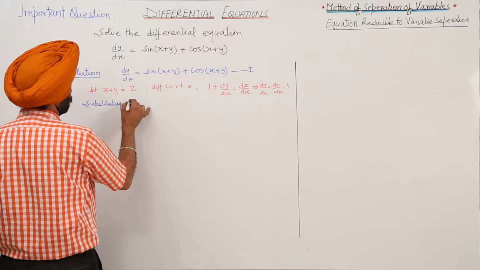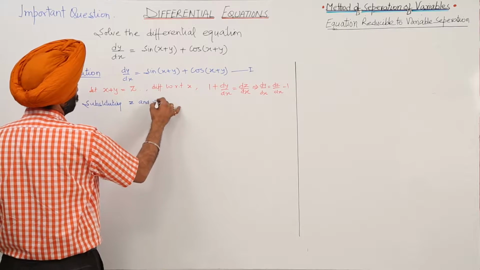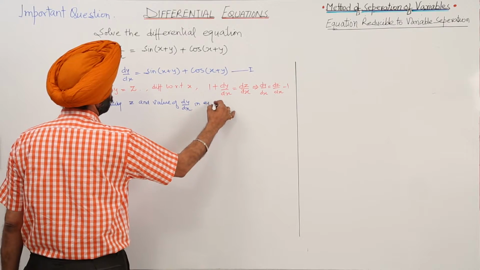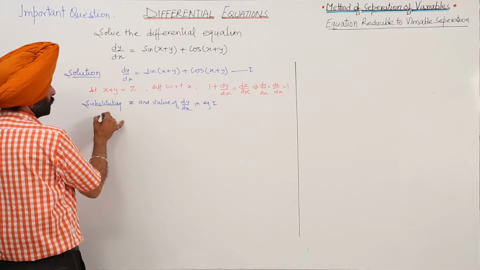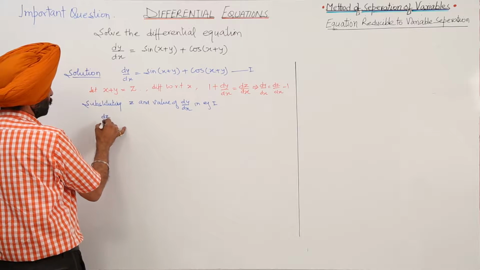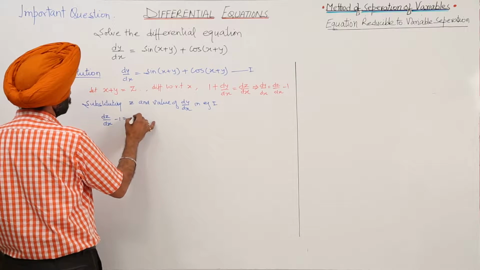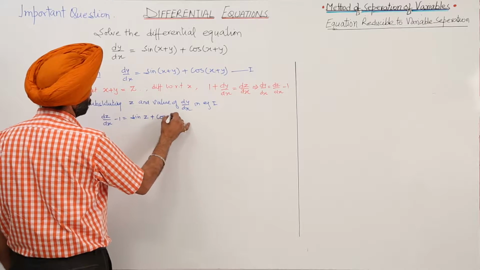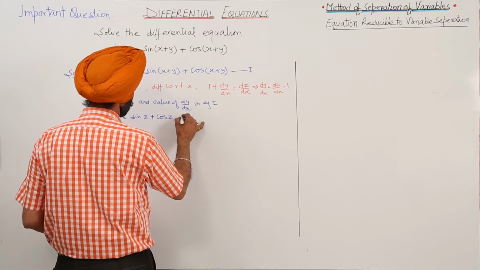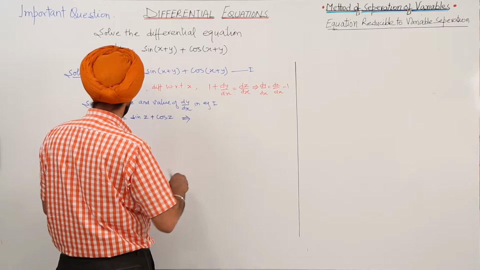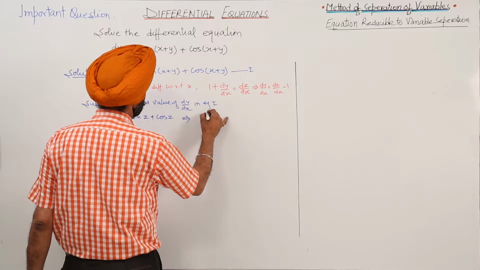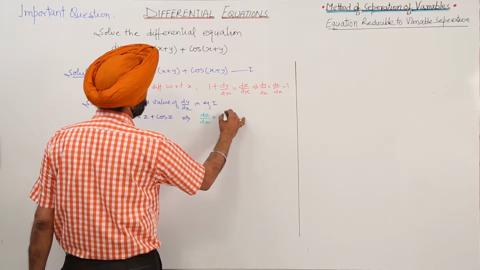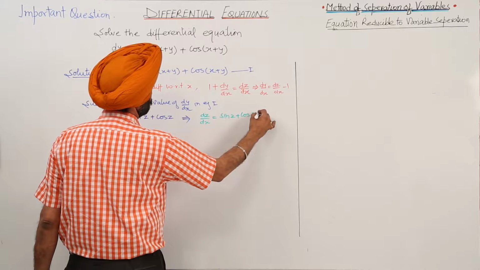Substituting z and the value of dy/dx in equation 1, we get dz/dx minus 1 is equal to sin z plus cos z. This implies dz upon dx is equal to sin z plus cos z plus 1.